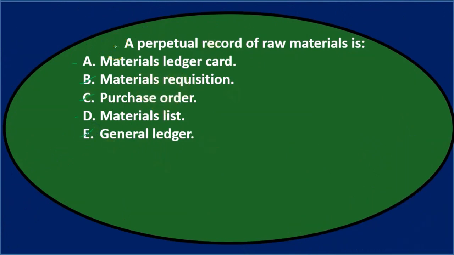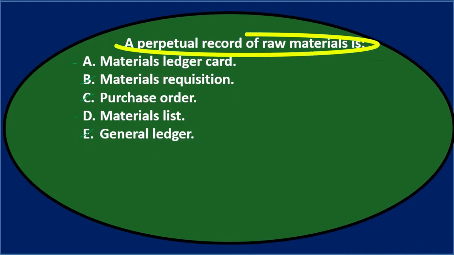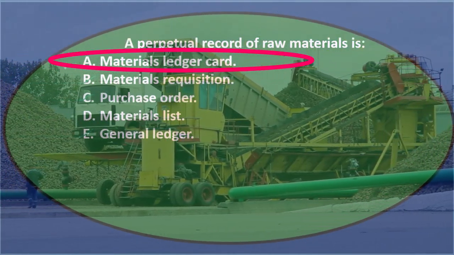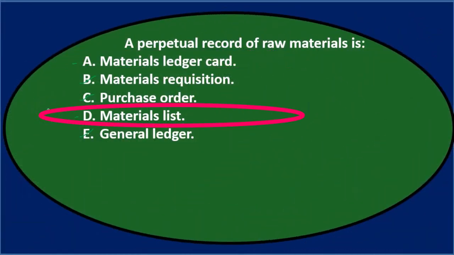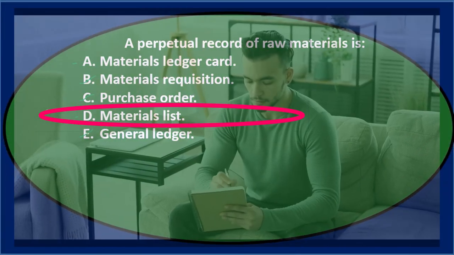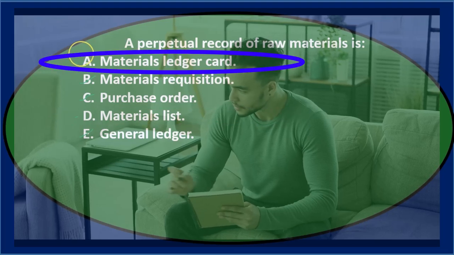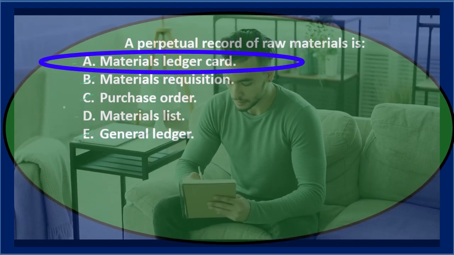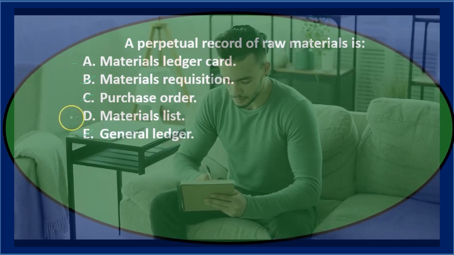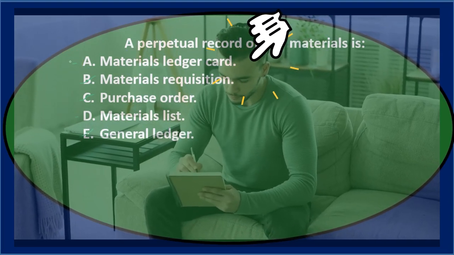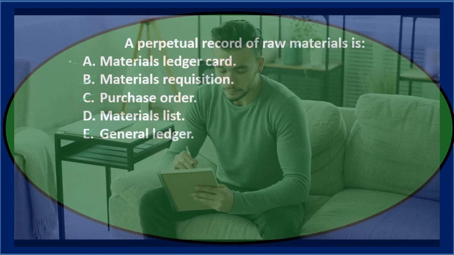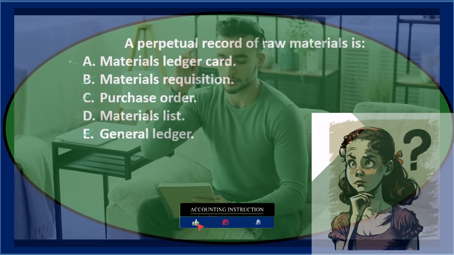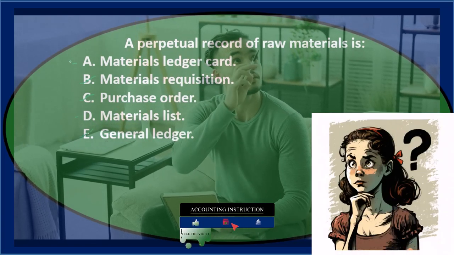So let's go through this again. A perpetual record of raw materials is A, materials ledger card, or D, materials list. Now, of those two, I think A is actually going to be the one. A materials list sounds like it's just going to kind of list out the materials we have. But what we really need is the cost of those materials as they go through the system. So what we purchased, what was still on hand versus what we have sold, and the cost of those. And this is the materials ledger card.